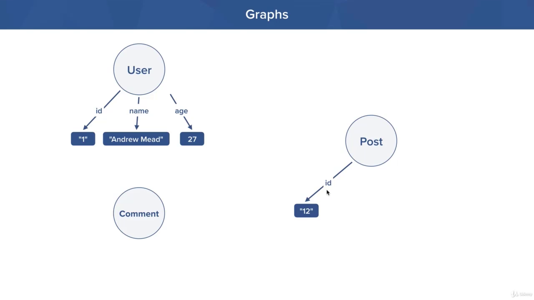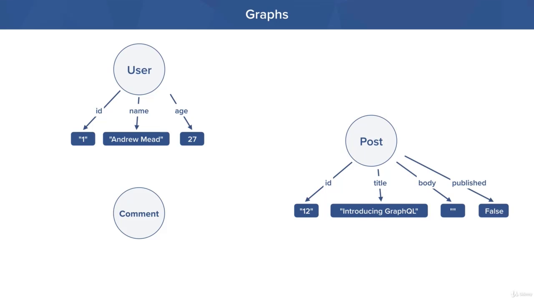Similar to user, in the post type we also add certain fields such as ID, the title of the post, the body of the post, and the published state, whether the post is published or not. These are the respective fields we add to the post. Similar to post, we can also add fields to the comment type, which are the ID attribute for the comment and the text attribute for the comment.